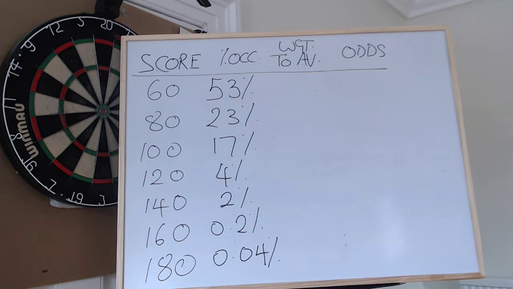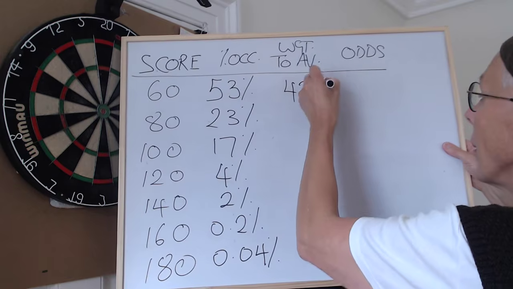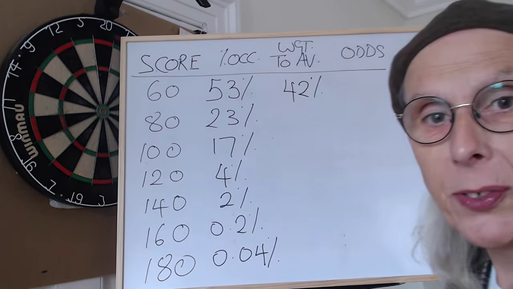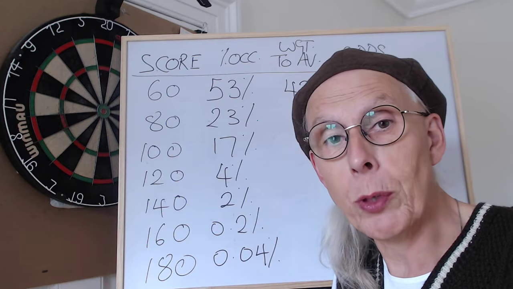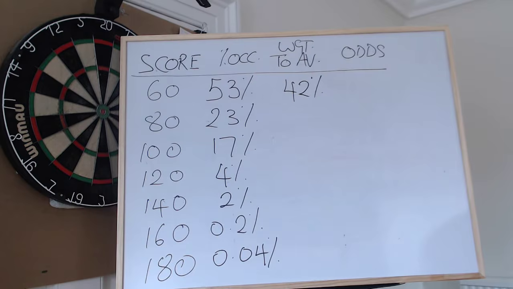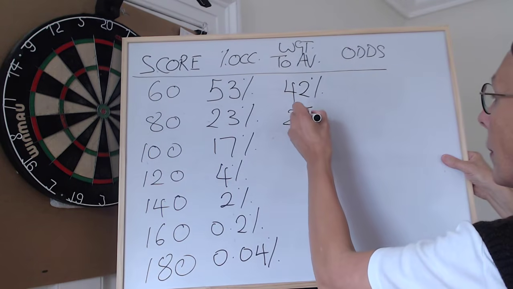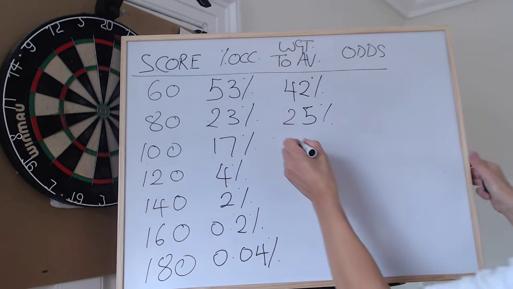So what you find is that the 60 is only giving 42% to the actual average in terms of the weight of it, because it's the smallest number you can get with 3 darts is 60. The 80 is 25%, and then the 100 is 23%.